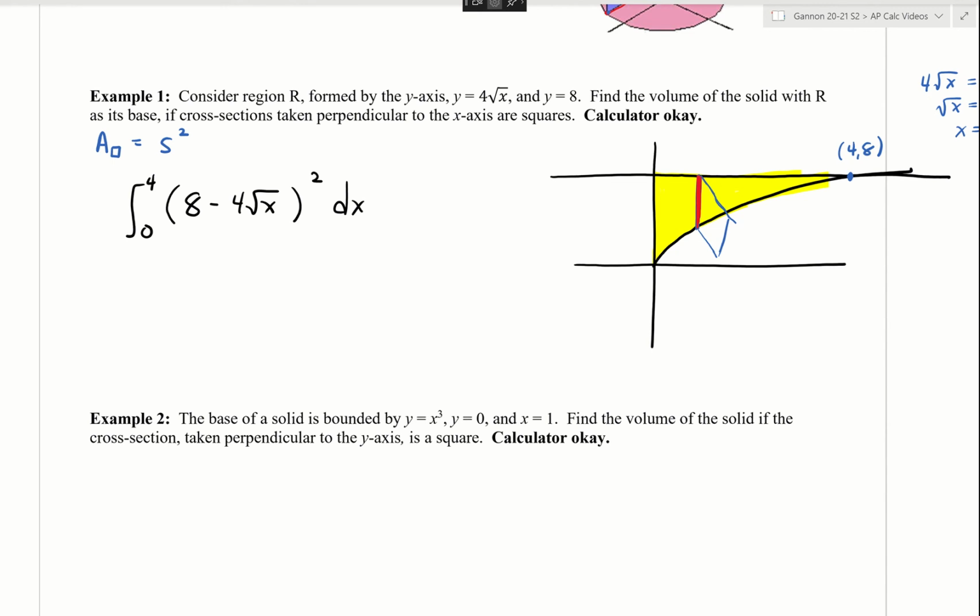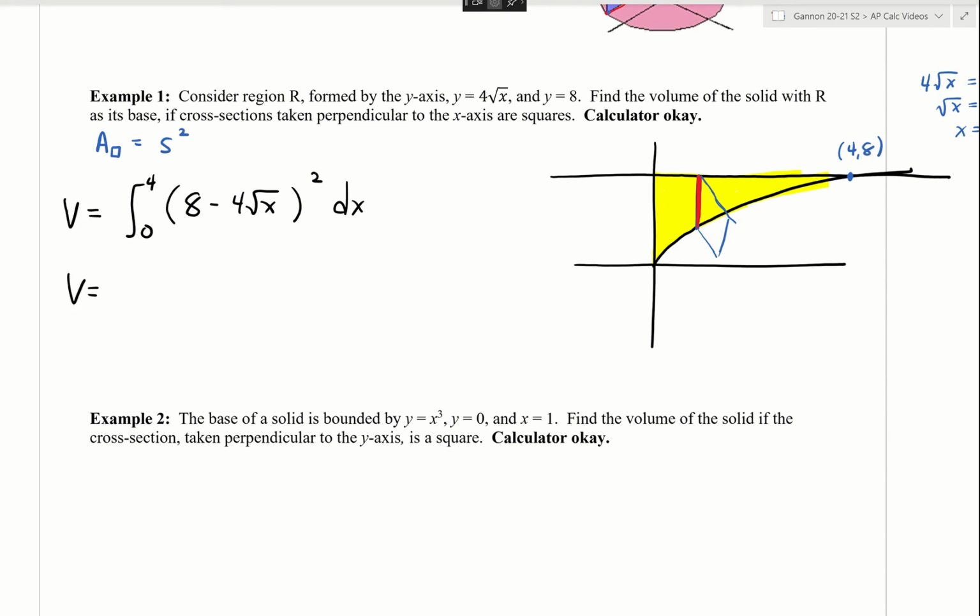And that's the integral that we are going to set up to find the volume of the solid whose base has this region and the cross sections are squares. All right, so it's kind of hard to maybe picture what that actually looks like, and I'm not a great enough artist to draw that for you, but this is the setup. When we plug that in the calculator, this is the volume.